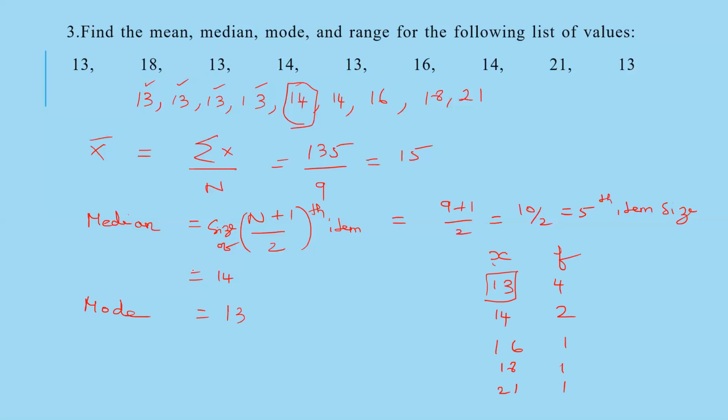And the last part is range. Calculating range also is not a problem. We know the formula is largest number minus the smallest number. We can see from the series, the largest number is 21 and the smallest number is 13, right? So the formula for range is L minus S, which is 21 minus 13, that is going to be 8. So we have calculated the mean, median, mode as well as the range for the third sum.